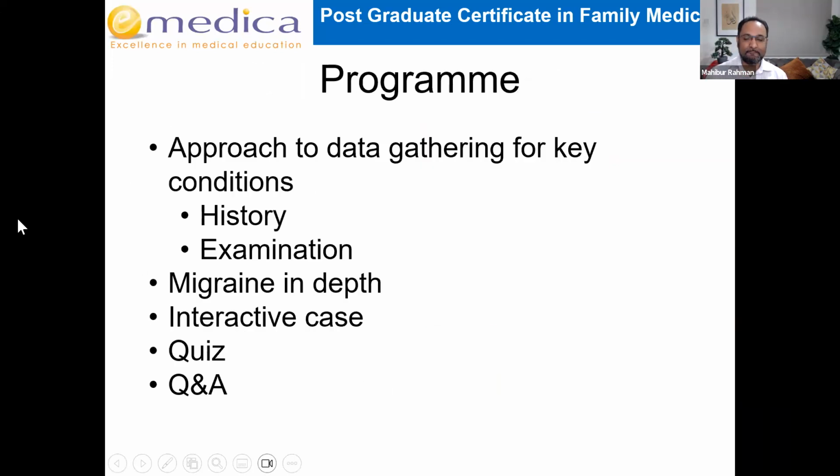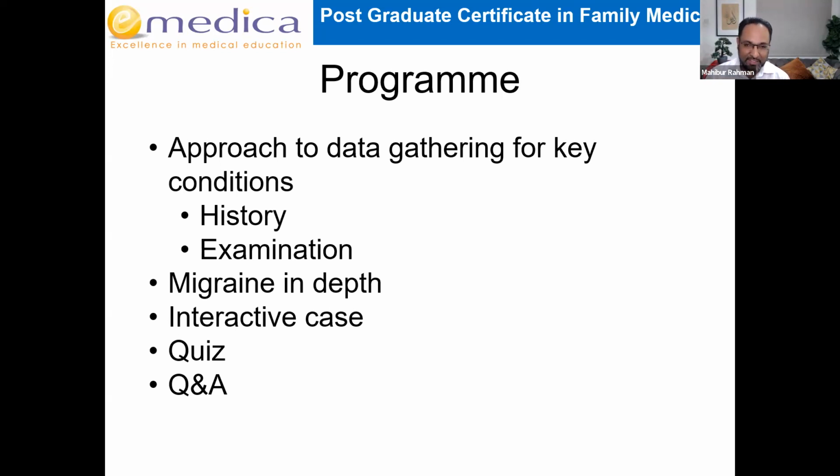So in terms of program today, we're going to look at the approach to data gathering for key conditions: what things should we ask about in history, what things should we think about in examination when someone presents with headache, because headache can be caused by so many different things. And then I'm going to go into detail into the guidelines on how to take a history and manage migraine in depth, because that's a chronic condition, and it can significantly impact someone's ability to do their job, to function. I want to cover that in depth.